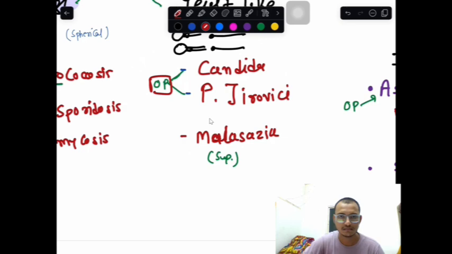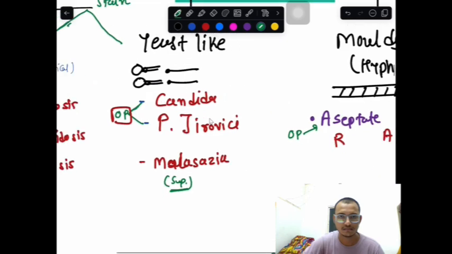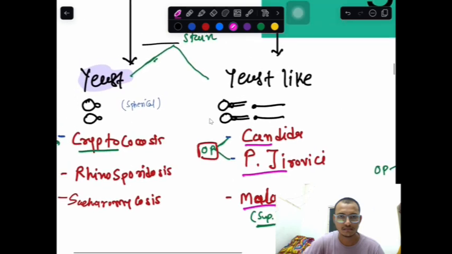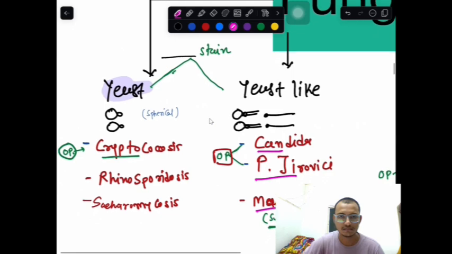What we have written here is superficial, meaning they cause superficial fungal infection, which we are going to study. So: Candida, PCP, and Malassezia. We have to remember how we will stain them. Basically we will stain with gram stain.